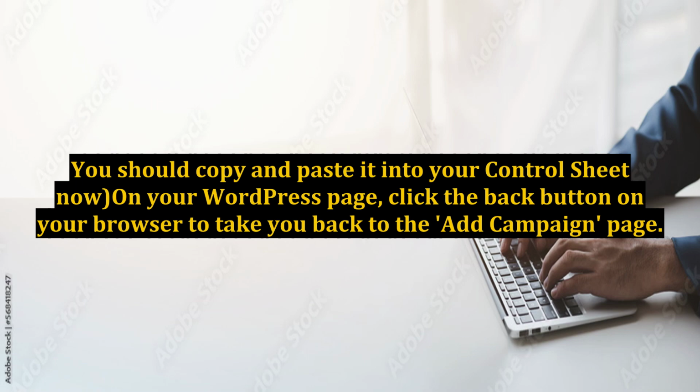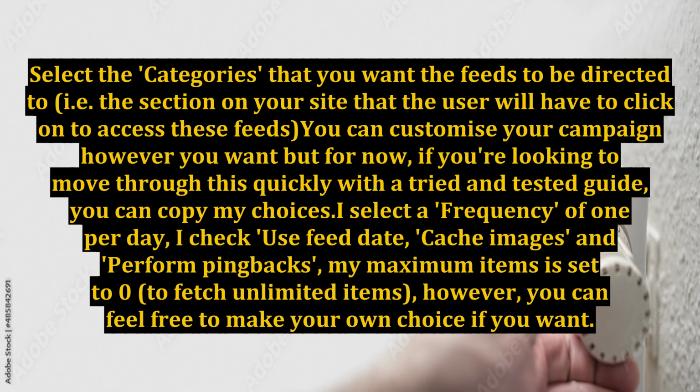On your WordPress page, click the back button on your browser to take you back to the Add Campaign page. Select the categories that you want the feeds to be directed to, i.e., the section on your site that the user will have to click on to access these feeds. You can customize your campaign however you want, but for now, if you're looking to move through this quickly with a tried and tested guide, you can copy my choices.